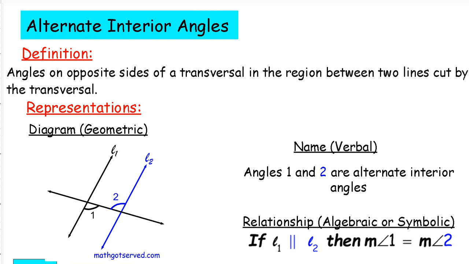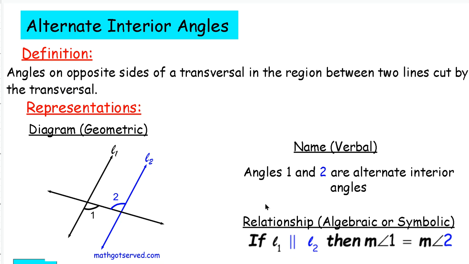All right, the next definition is alternate interior angles. So basically the names alternate and interior can easily help you identify what alternate interior angles are. The definition is as follows: angles on opposite sides of a transversal in the region between, which basically means in the interior of, two lines cut by the transversal. Those are alternate interior angles.